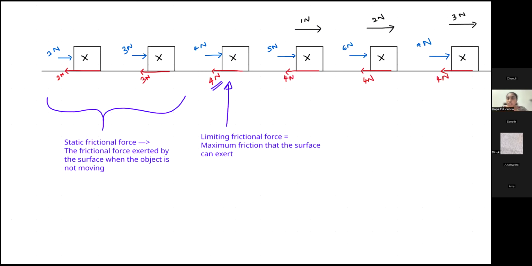ඇයි මම දෙන force එකට balance වෙන විදිහට friction අනිත් පැත්තෙන් එන හින්දා. ඒ වෙලේ apply වෙන frictions වලට කියන්නේ static friction කියලා. So here මෙයා static frictional force. මෙතන මම දෙන force එකයි, table එකෙන් දෙන force එකයි දෙකම equal. And that is the maximum friction that the other surface can exert. So this is the limiting frictional force.